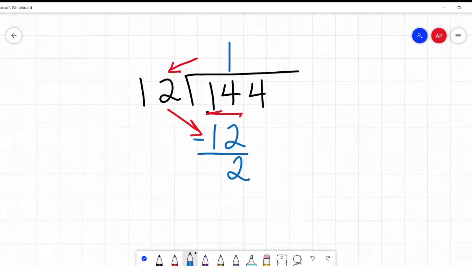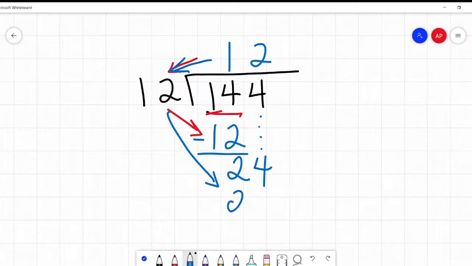Does 12 go into 2? No, it doesn't, which is good. We don't want it to go into 2. Then we bring down the next number, which is 4. Does 12 go into 24? Yes, it does. It goes 2 times. 2 times 12 is 24. We subtract, we get 0, remainder of 0.